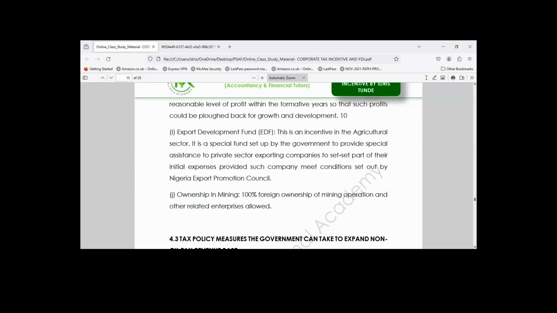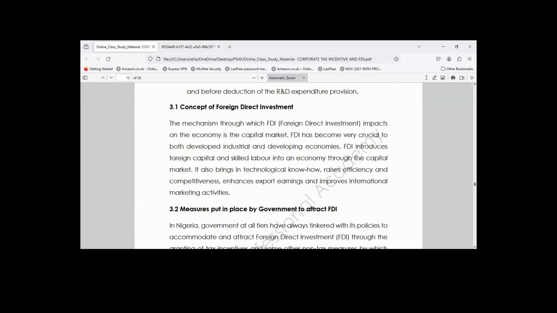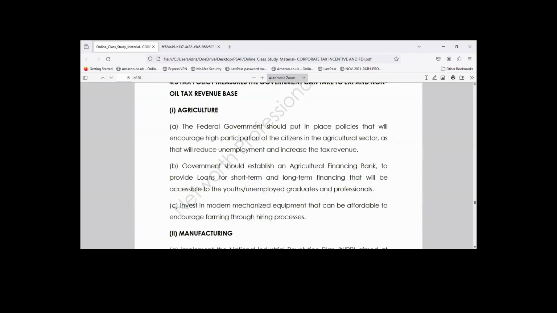Ownership in the mining industry. Government can encourage 100% foreign ownership in mining operations by saying, foreigner, come and own shares, come and establish a mining company in Nigeria. And if you want to have the share, it will be 100% ownership. We have not said at least maybe 25% must be owned by local investors. No, 100%. It will attract foreign direct investment. So all these are measures put in place to attract foreign direct investments.